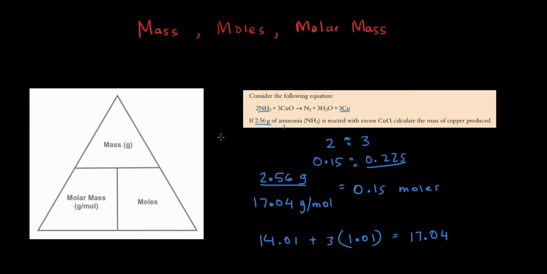Going back to the triangle, we want to find the mass. We have the moles already, which is 0.225. And now we need the molar mass, which can be found in the periodic table. The molar mass of copper is 63.55 grams per mole. Now if you multiply both these terms, you should get the mass of copper produced. And once we multiply it, we get the answer to be 14.3 grams.